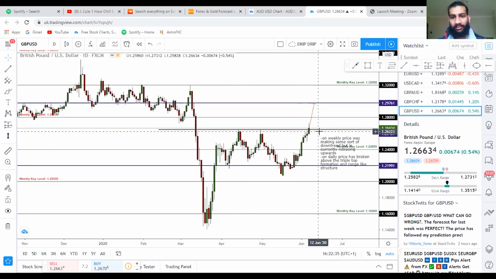So if I take anything on this, it will most likely be a long going up towards this key level over here, which is going to be about 200-300 pips, I believe. Just double check.